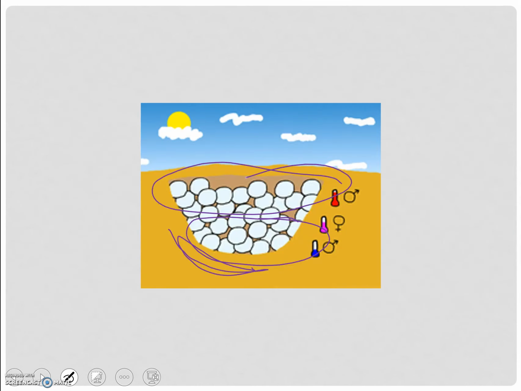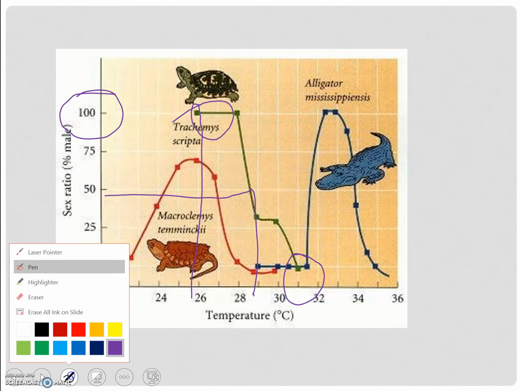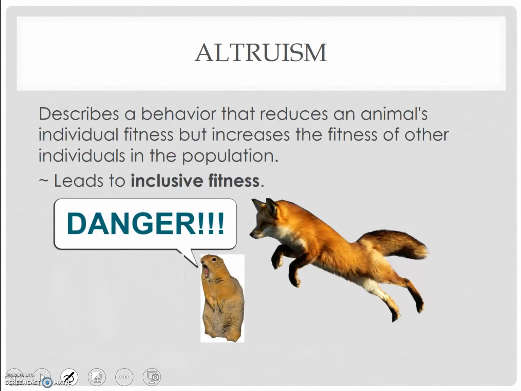Here, you might be like, what? Right here you can see this alligator. Let me erase the ink on the slide. But if you look at the alligator, you can see that actually in cold temperatures and hot temperatures, they're female, and in the middle, they're male. So there are different variations in how these different reptiles do this. There's a rabbit again.